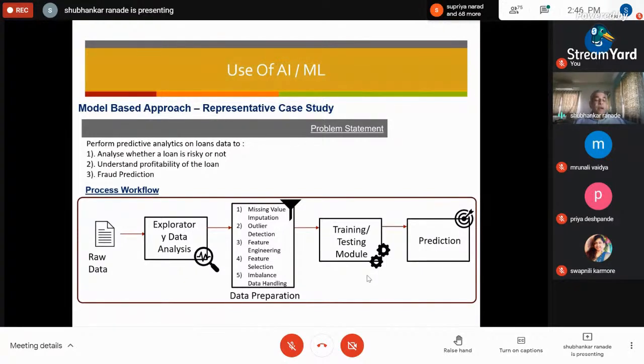So NPA in banking terms is non-performing asset. That means I gave the loan, never got my money back, or never got the interest and the principal back. So if the bank wants to reduce its NPA, the best way is to forecast whether this loan will be a good loan or a bad loan before I sanction. Now, how do I know that?